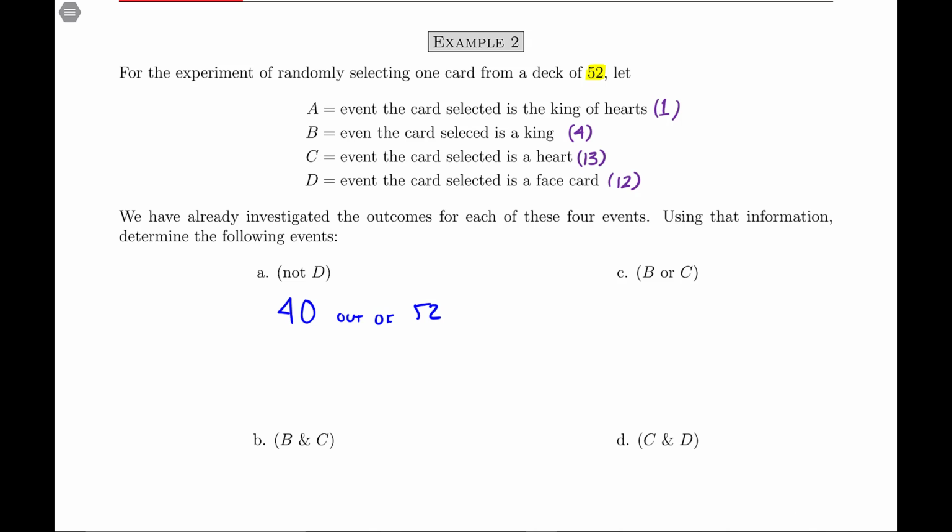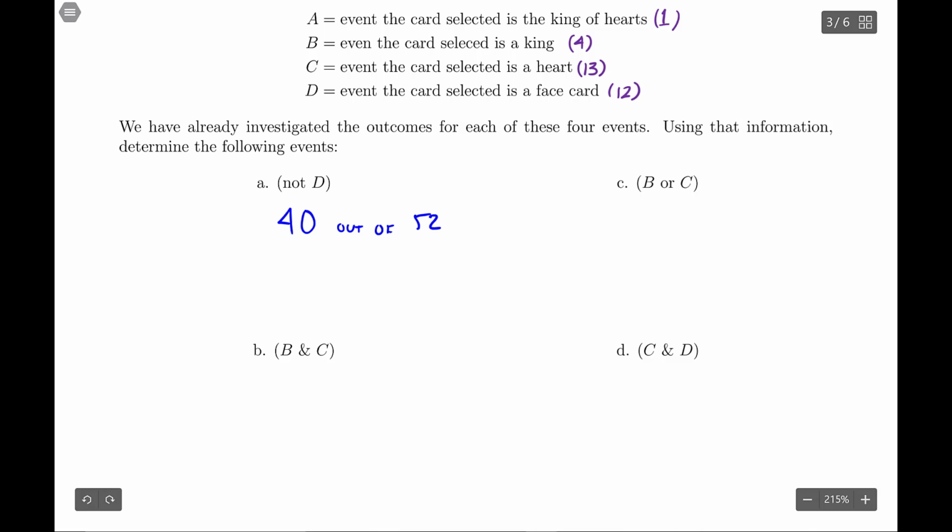Part B, I jumped to the right instead of going down. Part B is B and C. So that's the event that the card is not only a king, but the card is also a heart. You may also notice that corresponds to event A as well. This is the probability the card is a king and the probability it is a heart. Well, there's only one possible card in the whole deck that is a king and a heart.